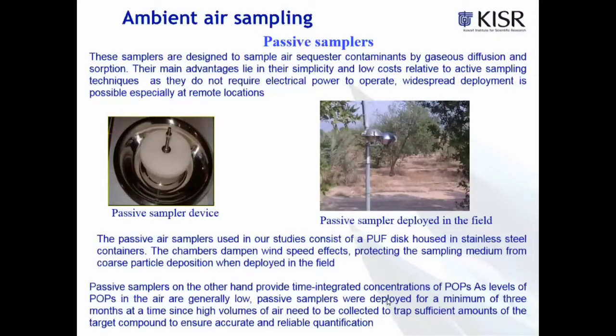These passive samplers consist of a PUF disc housed in a stainless steel chamber. That's what you see over here, and the chambers dampen wind speed effects, protecting the sampling medium from coarse particle deposition when deployed in the field. One of the main advantages of this sampler is that it provides a time-integrated concentration of POPs. As levels of POPs in the air are generally low, passive samplers were deployed for a minimum of 3 months at a time, since a high volume of air needs to be collected to trap a sufficient amount of the target chemicals to ensure accurate and reliable quantification.